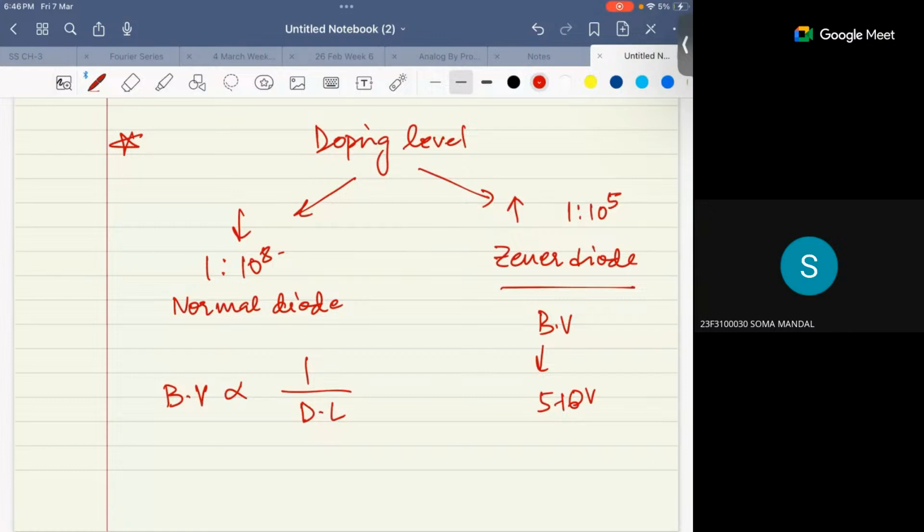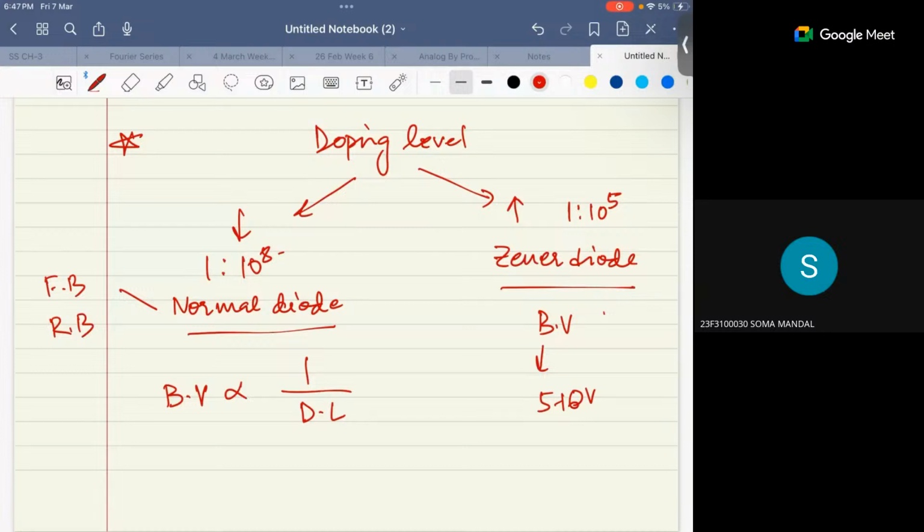If your doping is very low, as in the normal diode, that normal PN junction or NP junction, the doping is very less. So you have a normal diode, and there the breakdown voltage is very high. That's why this will behave as forward bias, reverse bias, and then reverse bias in breakdown also.